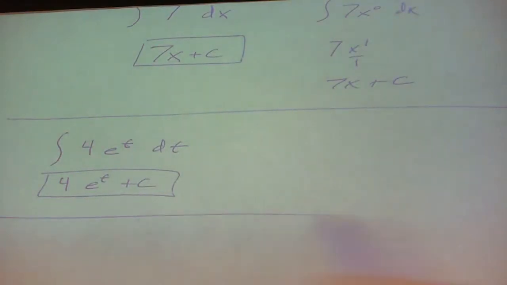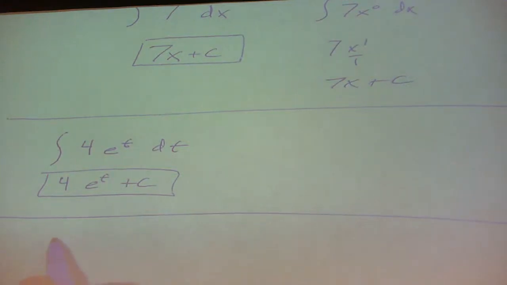Okay? So plus c is always there. Plus c at the end, for the number that could have been there, because when you take the derivative, it's 0. I don't know what could have been there before. Now, could we solve for c? With more information, yes. But at this point, we just put a plus c.